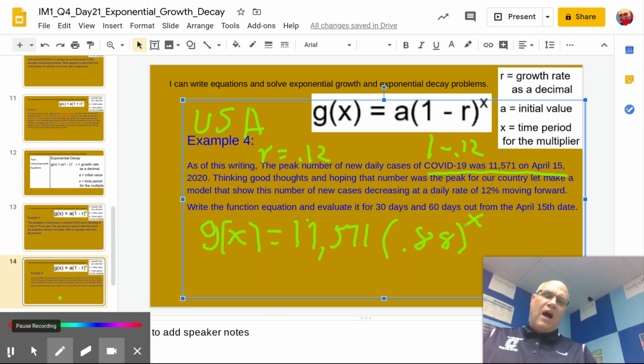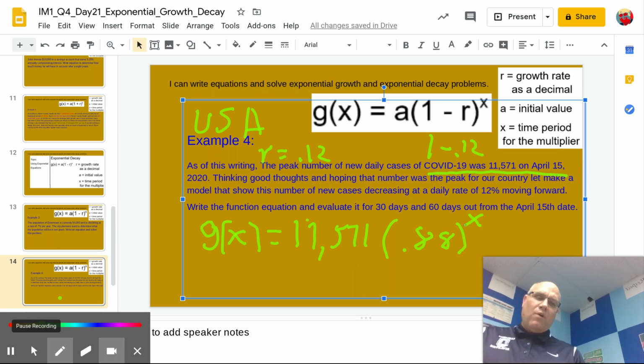So our initial value would be the number of new cases that we got on April 15th. So that's 11,571. That's our initial value. Our rate, we say we're hoping it's going to decrease 12% per day moving forward. So 12% is 0.12. So to get the base, we're going to go 1 minus 0.12. That's how I got the 0.88. And then to the x, which in this case is the number of days.